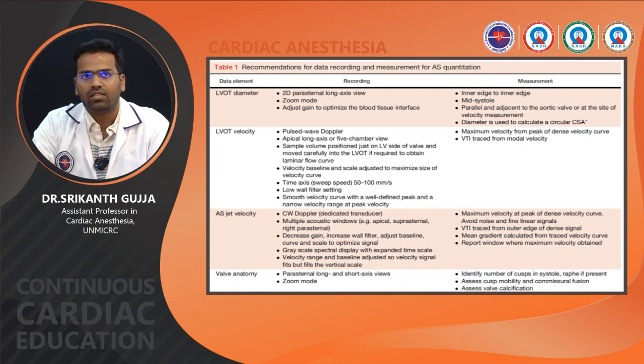AS jet velocity is measured in the apical 5 chamber view with continuous wave Doppler, and valve anatomy is assessed in the parasternal short axis view. In this view we see whether the valve is bicuspid, tricuspid or quadricuspid, and whether it is calcified or rheumatic.